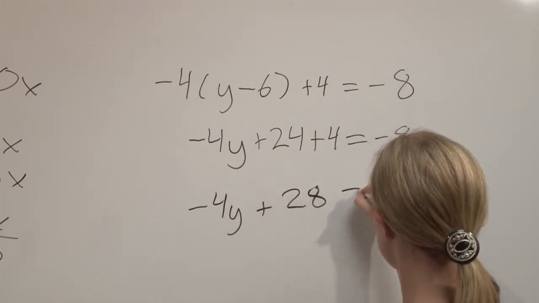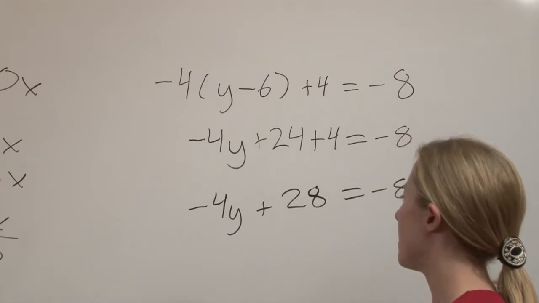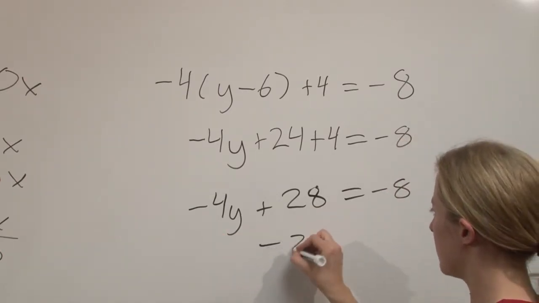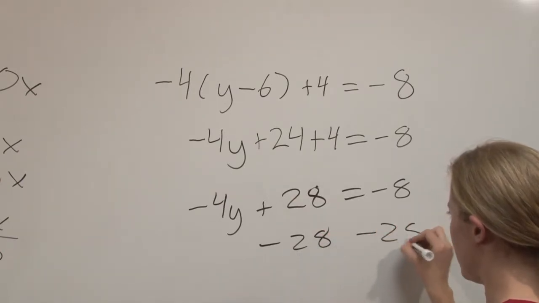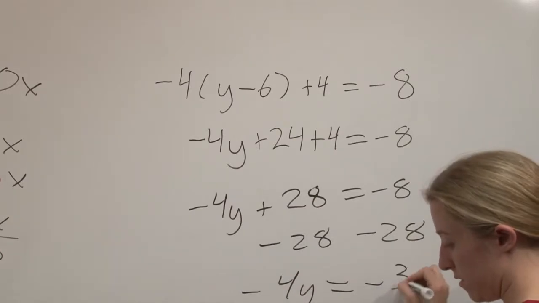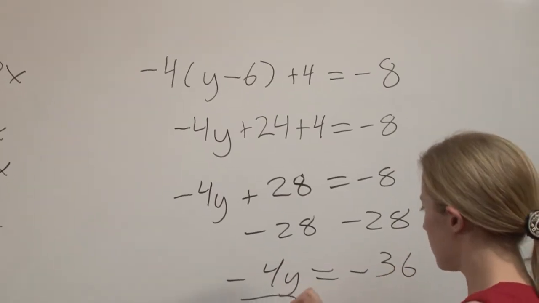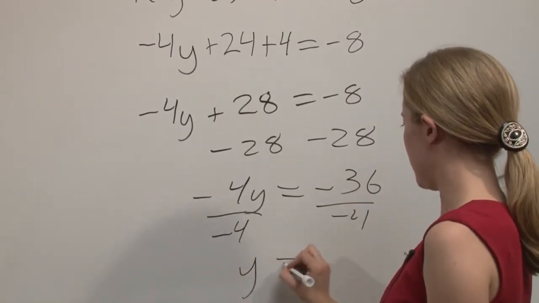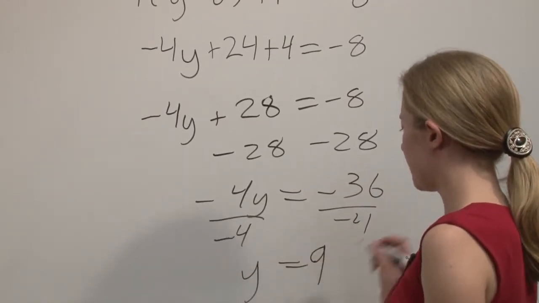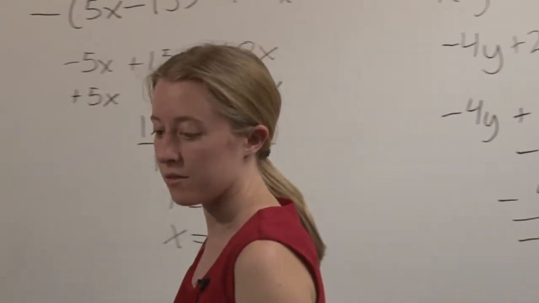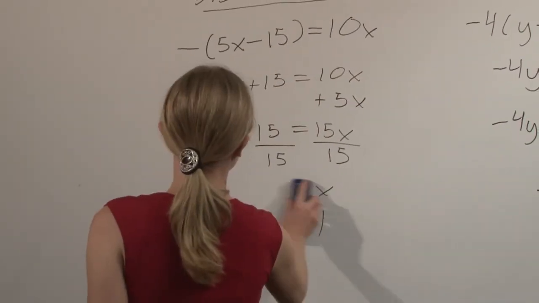Combine the like terms. And then since I have the y on this side, I'm going to subtract the 28 over to the other side. So -4y equals -36. I'll divide both sides by -4, get y equals +9. So that is how you solve an equation where there's distribution.